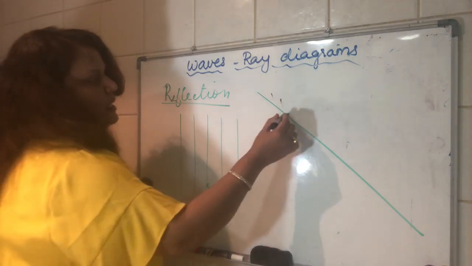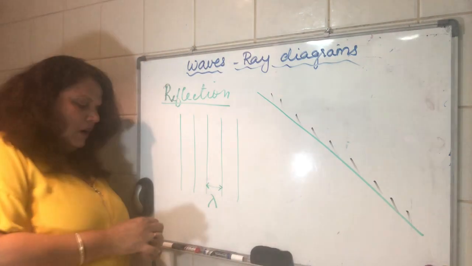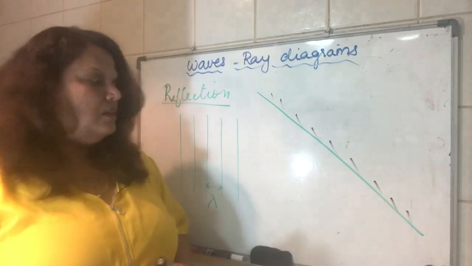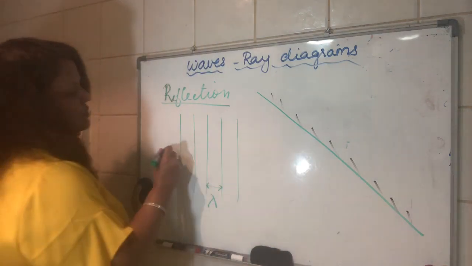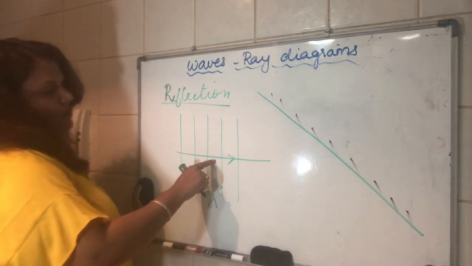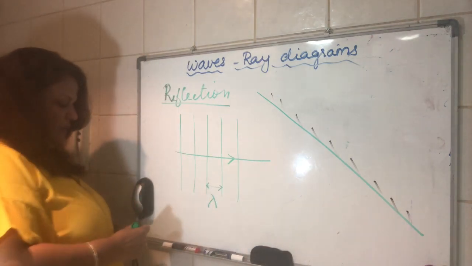So there is an obstacle placed at an angle. Now how would the waves reflect is what you have to construct or draw. Usually when you draw the direction of the wave, if you notice, I've drawn a line that is horizontal, this is vertical.